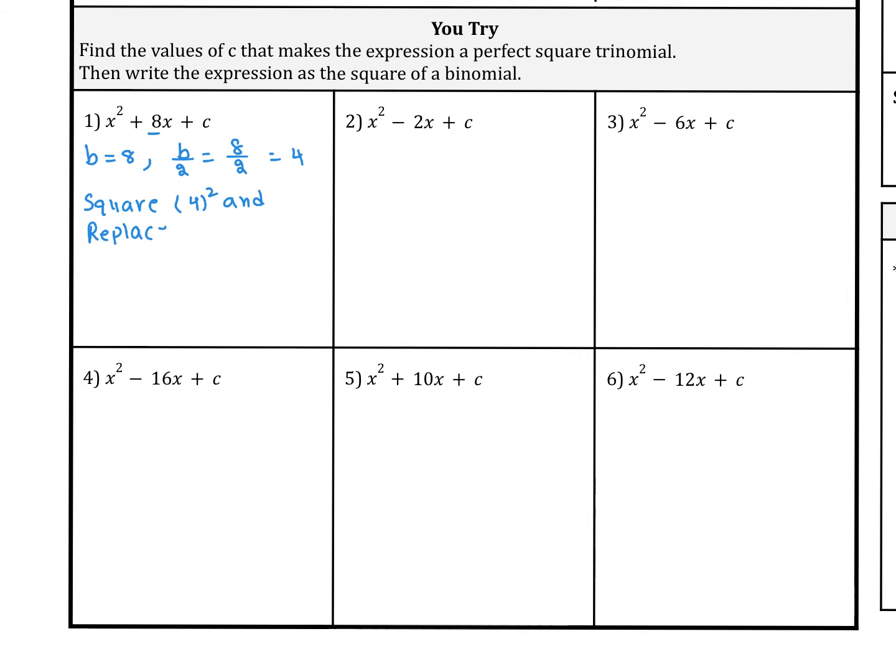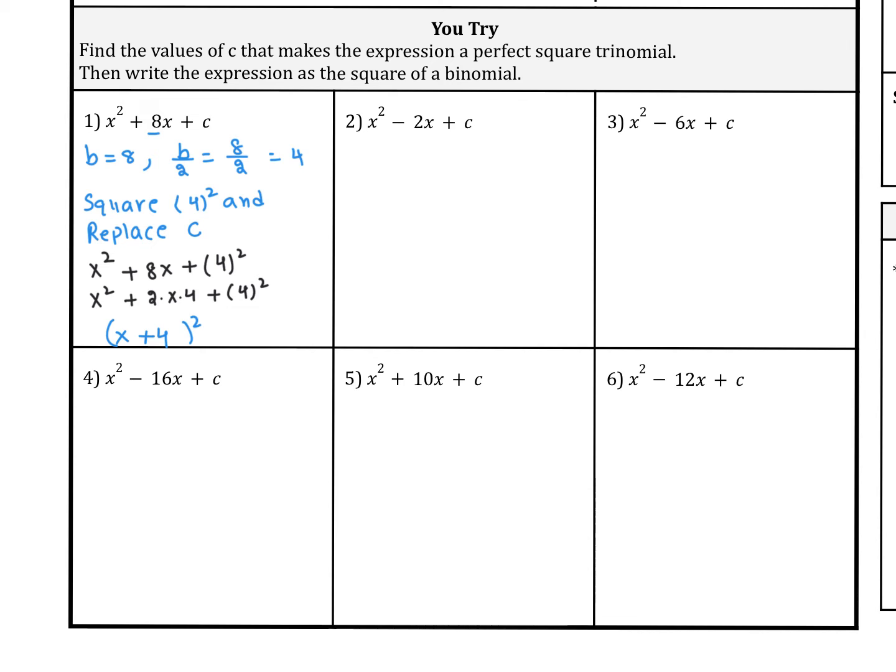And replace c. So the new expression is x squared plus 8x plus 4 squared. You can write 8x as 2 times x times 4. And if you write it as a perfect square binomial, you write a bracket here, take x from here and 4 from here without a square, and write it as a perfect binomial.